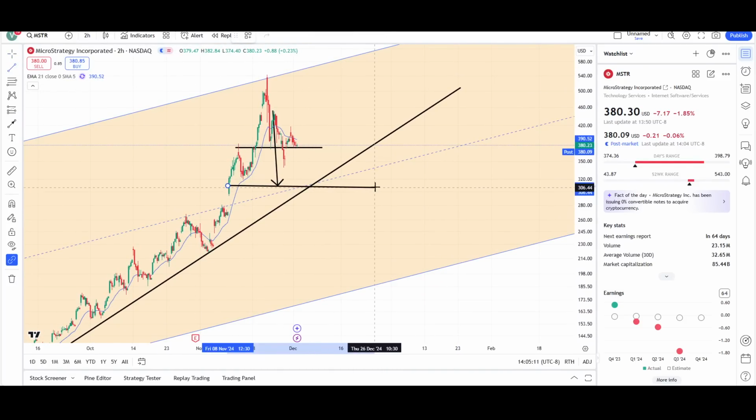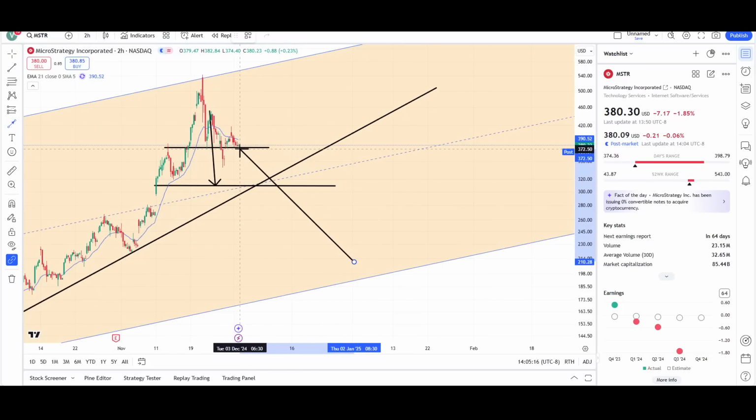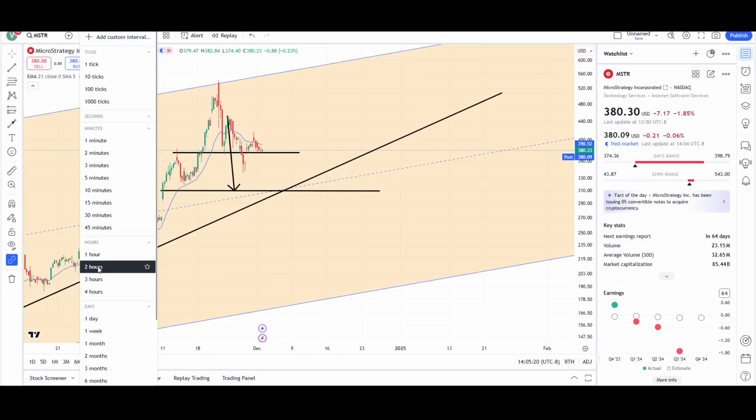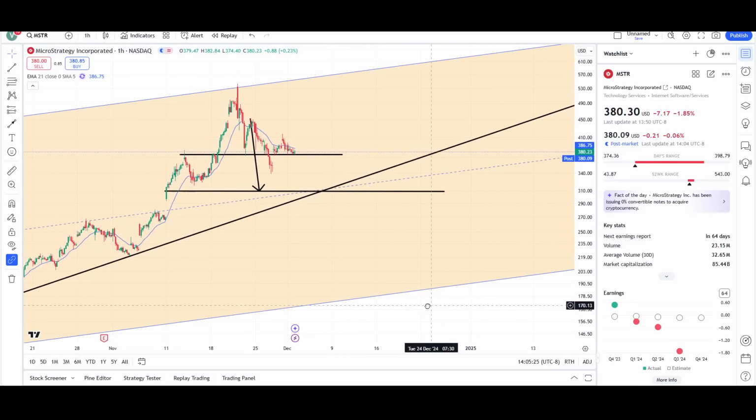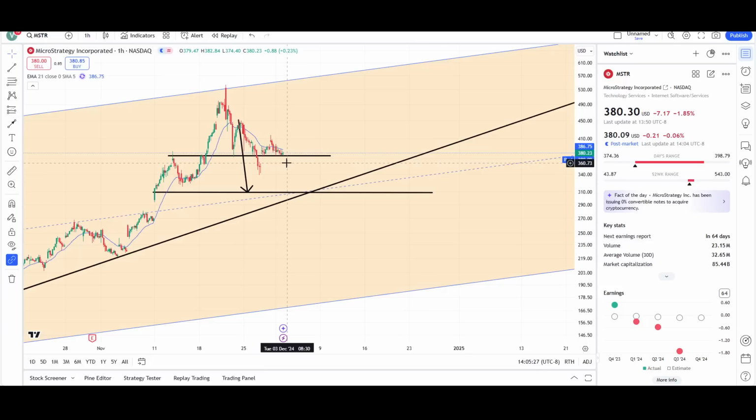So if it does break out, this is definitely where I can find support from, right over here. But again, it's not really moving down or moving up. So we just have to wait and see what the market is trying to do at the end of the day. It's not giving me a clear decision. It can do both things, right? The market is setting up to do both things. It's not really clear what it wants to do.